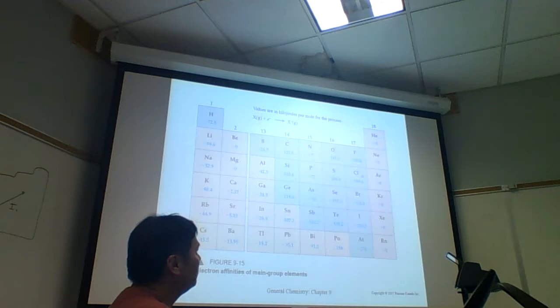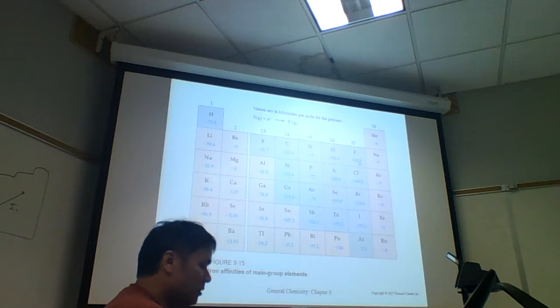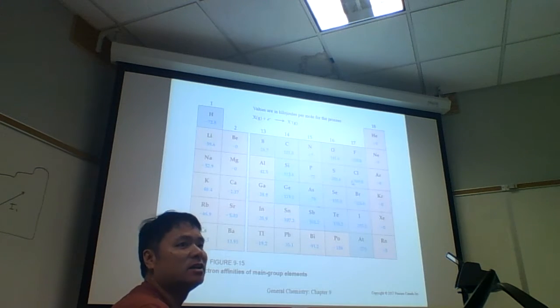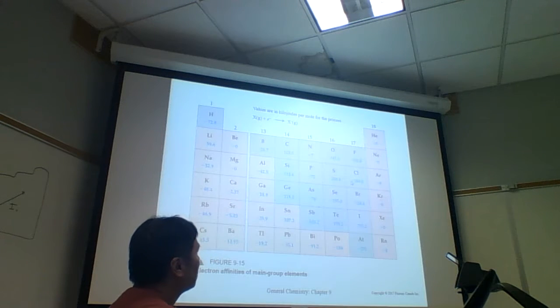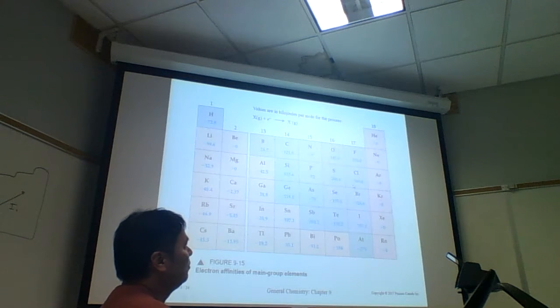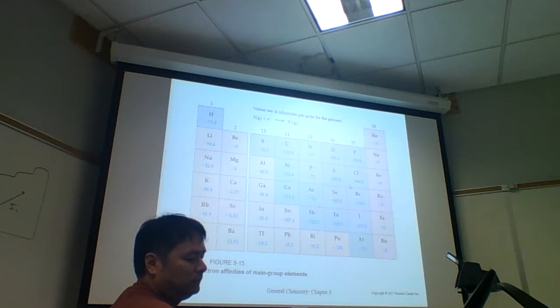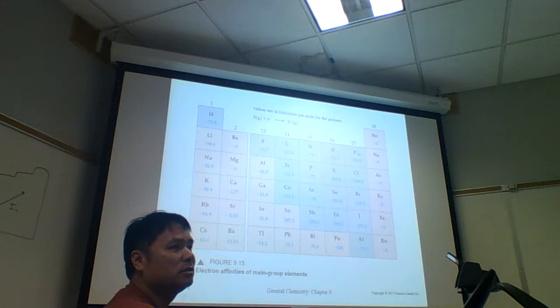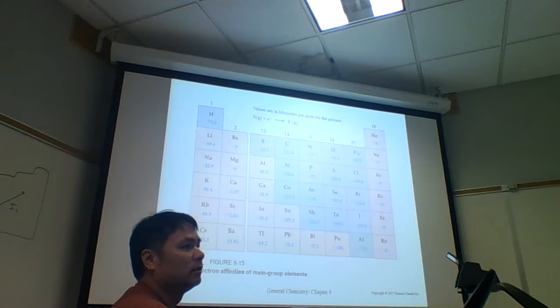Except for one exception. You have to know this exception here. It turns out that fluorine doesn't have the highest electron affinity. Which species has the highest electron affinity? Chlorine. Chlorine has the highest electron affinity. Now, why is that? You know what electronegativity is? Electronegativity is the ability to attract an electron. And it turns out that fluorine has a higher ability to attract electrons.